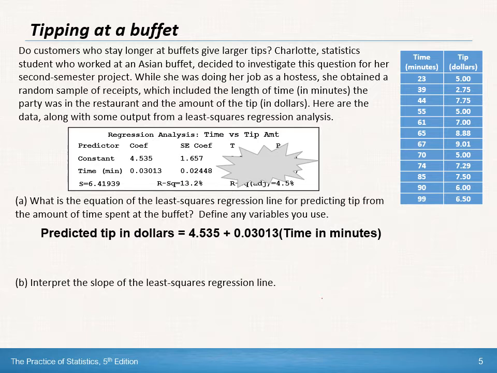So remember too that if you use y hat and x, you need to define what those are. In this case, I used words to describe the variable, so I don't need to. All right, interpret the slope of the least squares regression line.